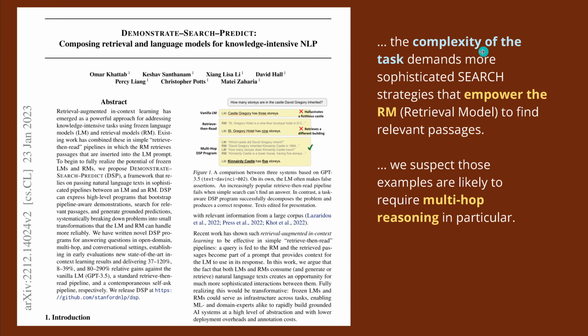The complexity of the task they found in the old times at Stanford demands a much more sophisticated search strategy for the RAG system that empowered the retrieval model of RAG to find the relevant passages. This was January 2023. And they already suspected those examples are likely required now, multi-hop reasoning in particular. And they asked, can we automate this? Can we have a machine intelligence that simply runs through all the combinations if I give you a particular starter set, a training data set? So funny if you look at this, and it is beautiful.